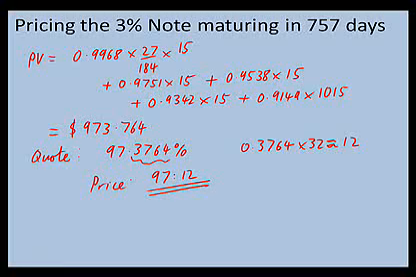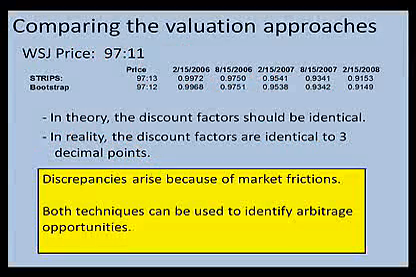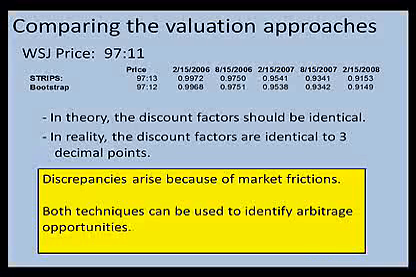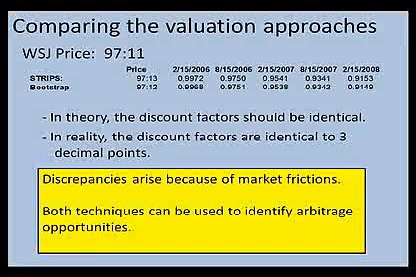Now let's compare our valuation approaches. In the last video we used strips. In this video we've used bootstrapping. And we've calculated prices using both approaches. The Wall Street Journal said the price was $97.11. Using strips we find the price is $97.13. And using bootstrapping we find the price is $97.12.